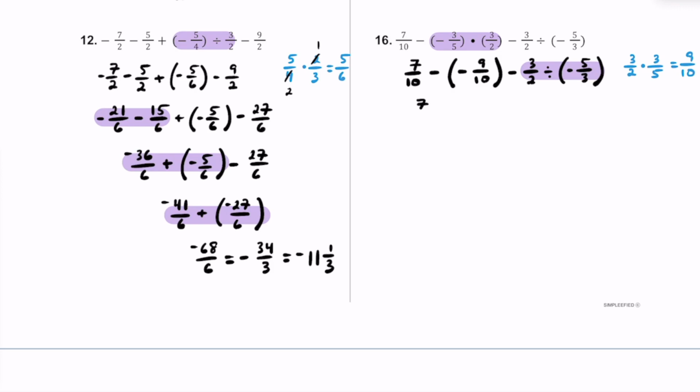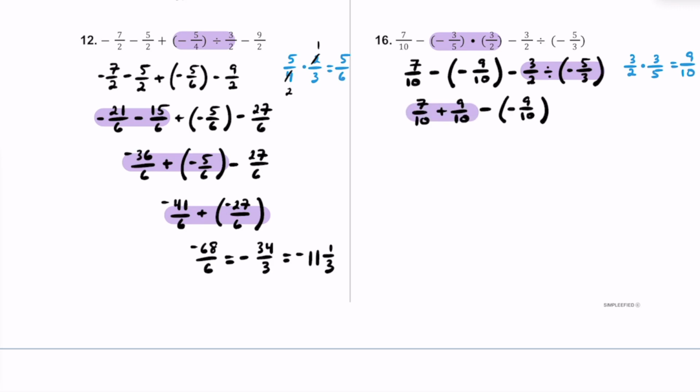So we have 7 over 10. Instead of writing minus a negative 9/10, let's just write plus 9/10 just to clean it up a little bit. And then minus, we said this was going to be a negative 9/10, so let's write minus negative 9/10, just like this. And then we have addition and subtraction. Let's go ahead and do the addition first.